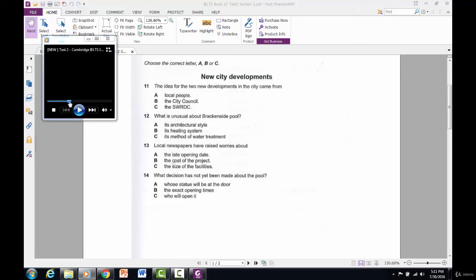But be careful, because a lot of students will pick choice A because they heard the words opening date, but they were worried about the capacity and if there will be enough room for everybody. So the correct answer you would pick for number 13 would be C.